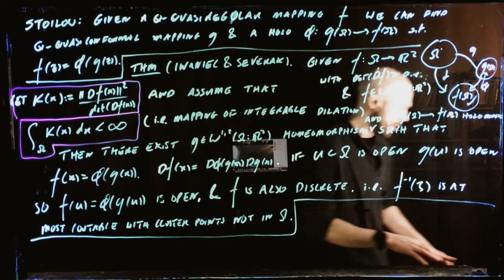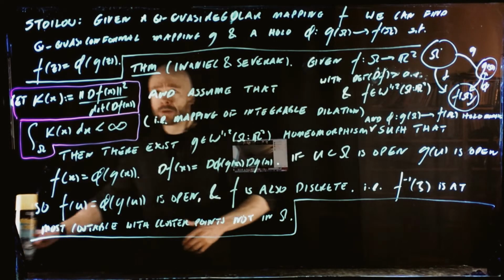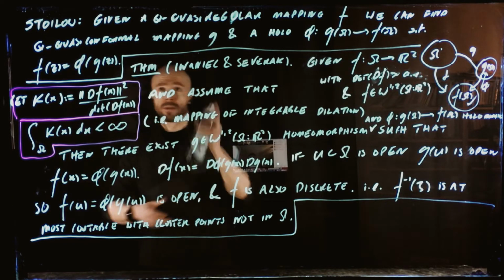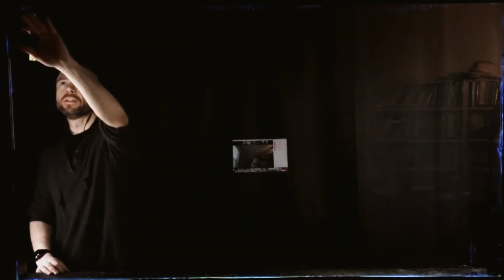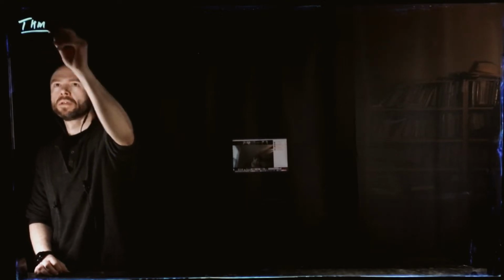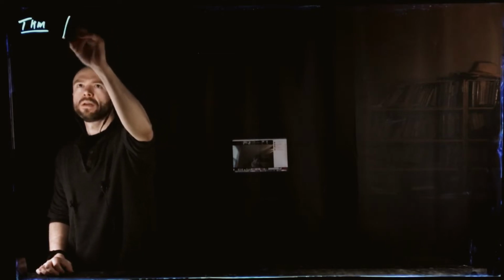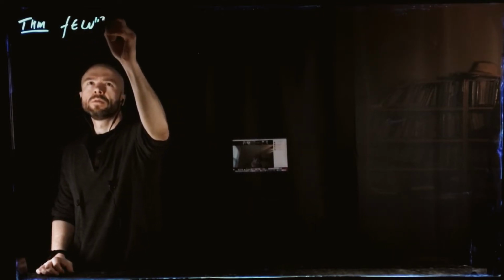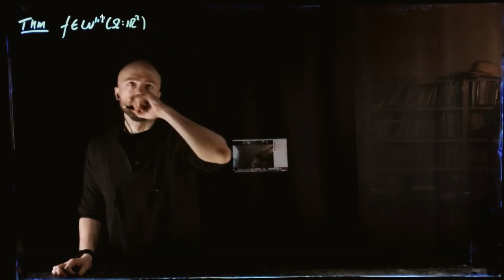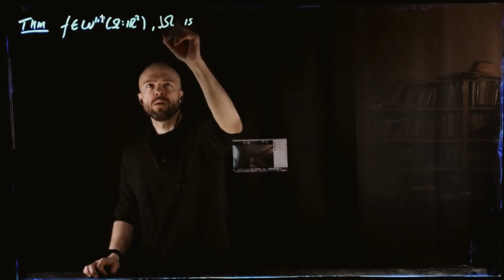Now we're going to raise the board, and we're going to start to build up the background necessary to prove this theorem here, and prove this following identity. So let's call it a theorem. Let F belong to W1,2 of omega into R2. Omega is a nice domain. It is nice, i.e. the boundary of omega is nice.